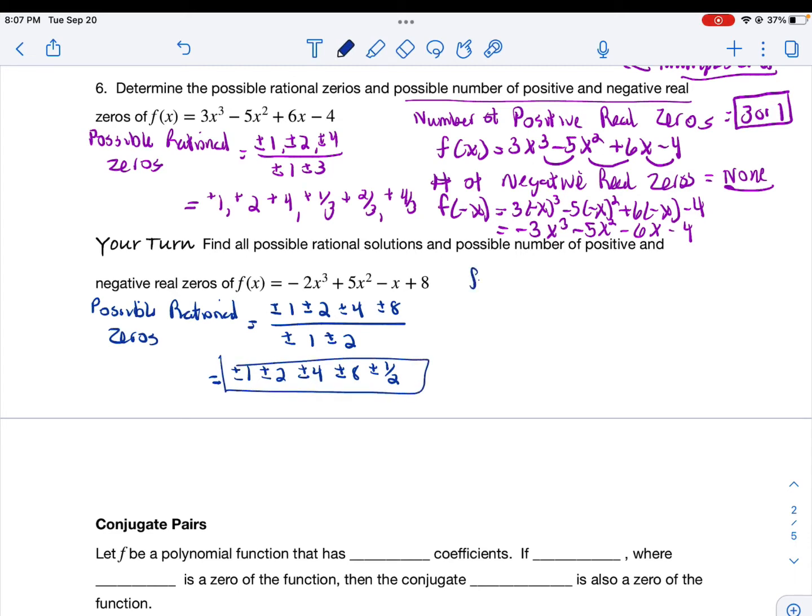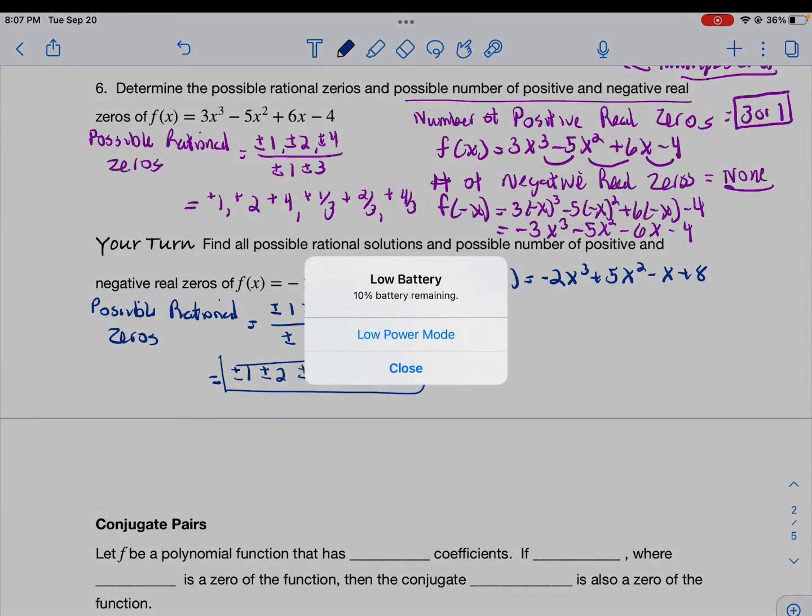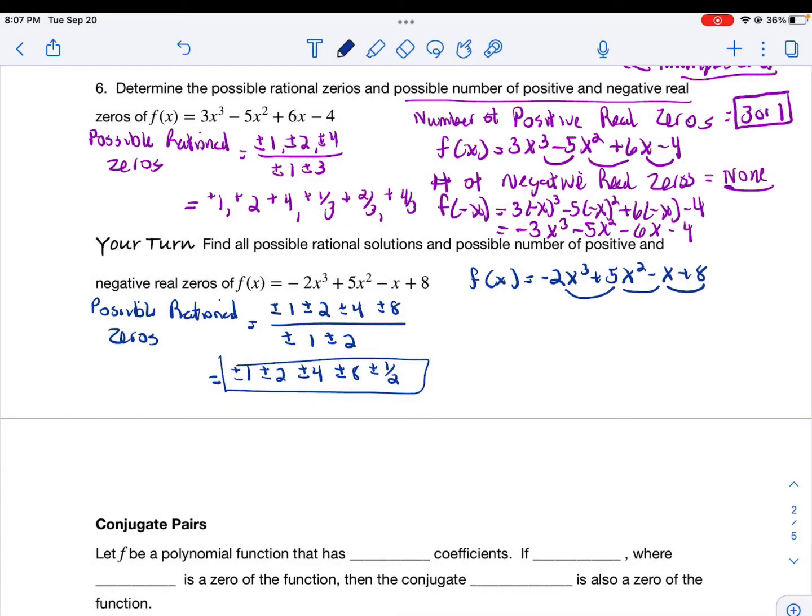So now I'm going to look at my possible number of positive real zeros. So to check the number of positive real zeros, I have 3 sign changes. So again, there will be 3 or 1 positive real zeros. Now, just because that happened in this case, it's not going to always look like this. I just happened to choose 2 equations that have the same answer here. It'll vary depending on your equation.